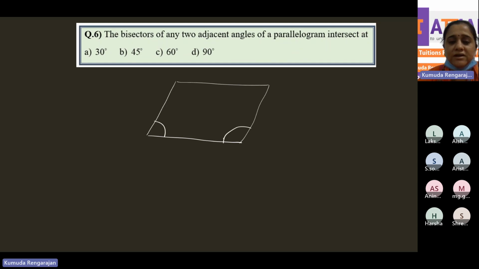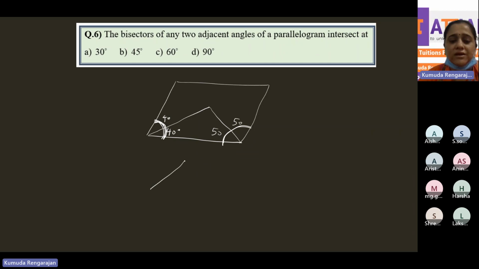Adjacent angles, bisector. Say this is 80 degrees. Okay, supposing this is 80. So it will be 40 here and 40 here. And if this is 80, this has to be how much? 100. Because the adjacent angles are supplementary. So if this angle is 80 degrees, this has to be 100. So it will be 50 here and 50 here.